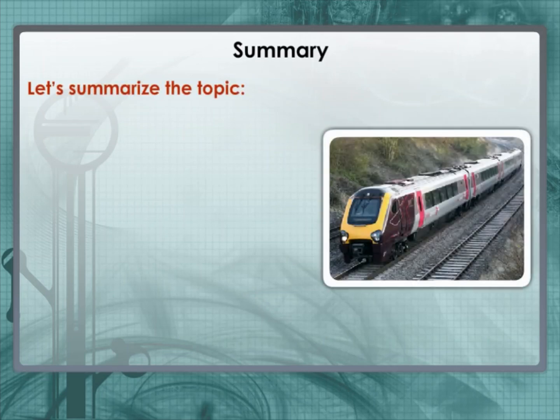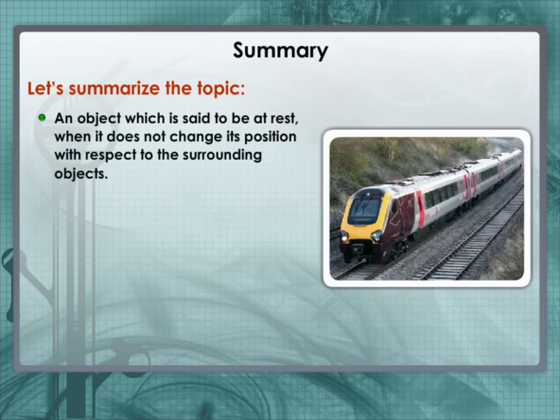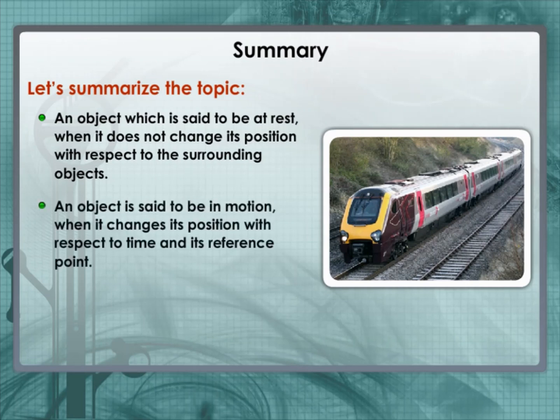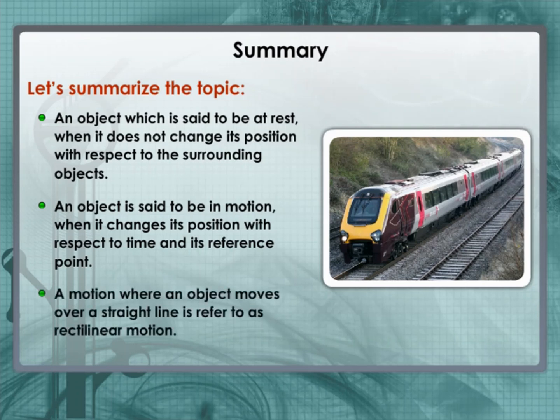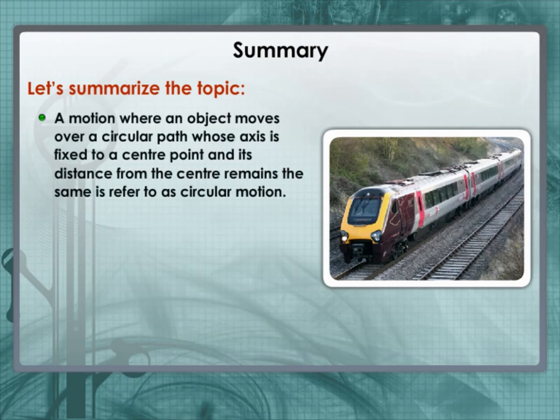Summary. Let's summarize the topic. An object is said to be at rest when it does not change its position with respect to the surrounding objects. An object is said to be in motion when it changes its position with respect to time and its reference point. A motion where an object moves over a straight line is referred to as rectilinear motion. A motion where an object moves over a circular path whose axis is fixed to a center point and its distance from the center remains the same is referred to as circular motion.